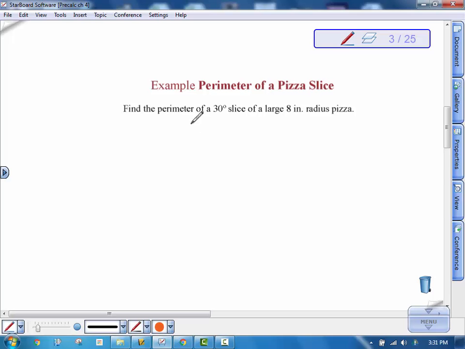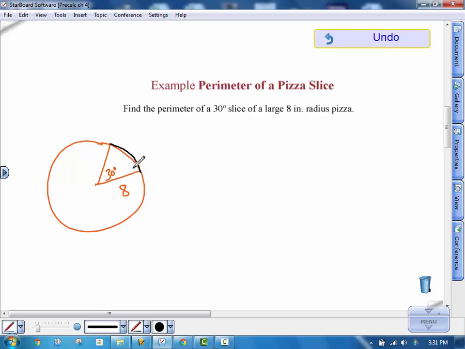Here's another example problem. We want to find the perimeter of a slice of pizza that's 30 degrees, and we've got an 8-inch radius. What we're looking for is we want to find this arc length for sure, and we want to add 16 to that, because we've got 2 radii to add on. So let's find the arc length. We'll use S equals r theta for that. We want to make sure we take that 30 degrees and convert it to radians though, so we'll multiply by pi over 180.